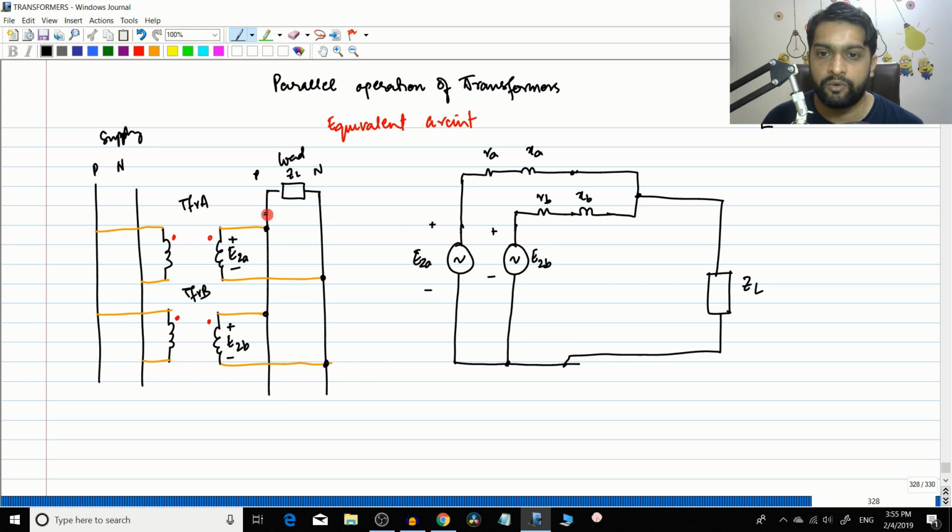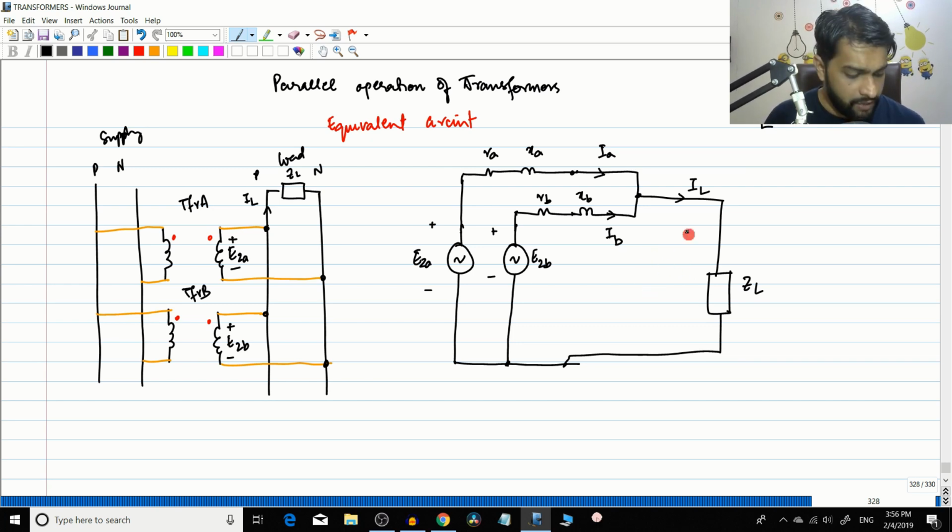Okay, and the total current to the load, let us call it IL. And each transformer will be giving its own share, which we can call IA from transformer A and IB from transformer B. So transformer A is supplying IA, transformer B is supplying IB. Now I have already told you, if transformer A has a higher rating compared to transformer B, IA will be higher than IB. That is how you have to select the transformers. So this is the basic equivalent circuit of the transformers.